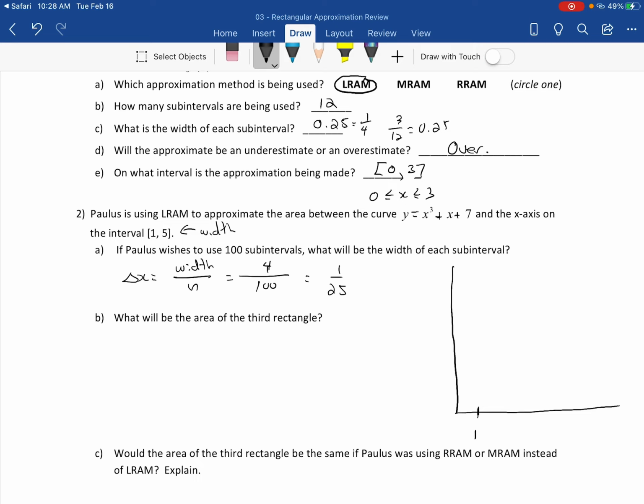And hopefully you saw in the other examples that we really don't need to draw the whole thing from 1 to 5 to get the certain rectangles we want. See, I don't know exactly where this function is, and I'll just make something up like this and say, well, it looks something like that. And then I look at the rectangles that I would use for LRAM.